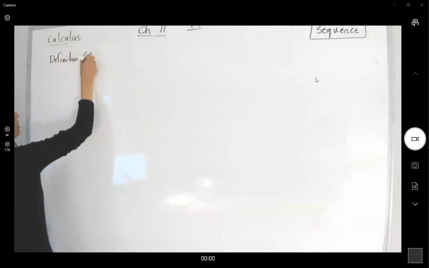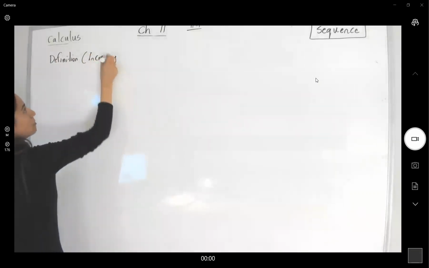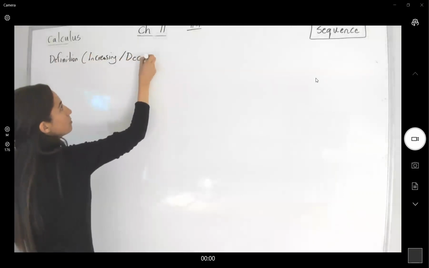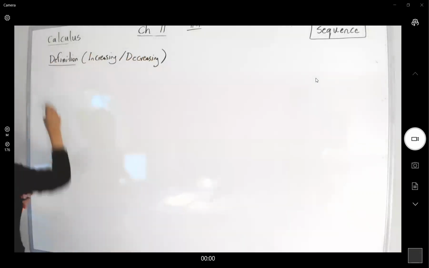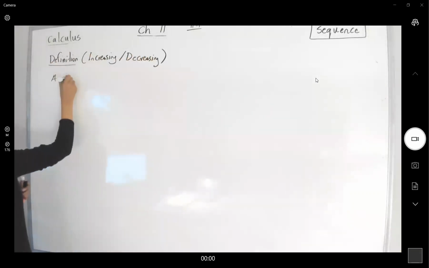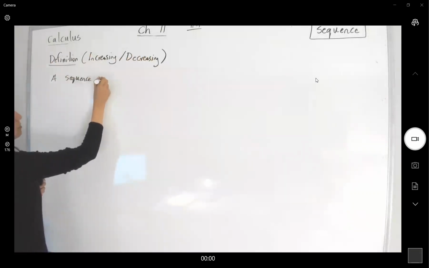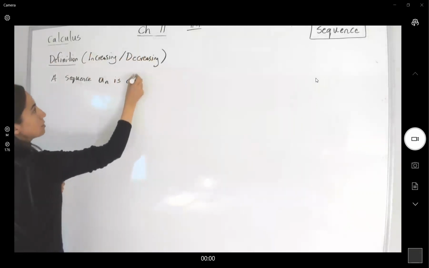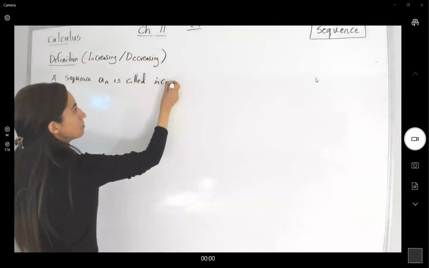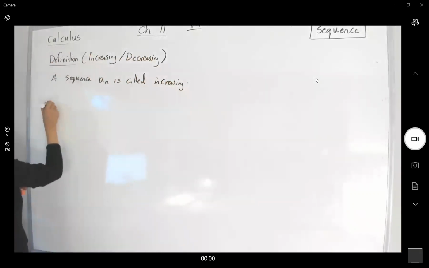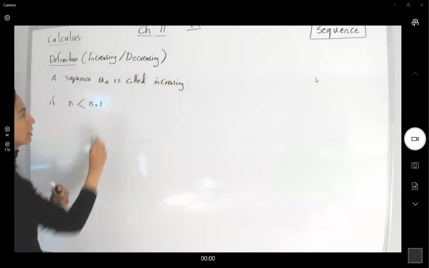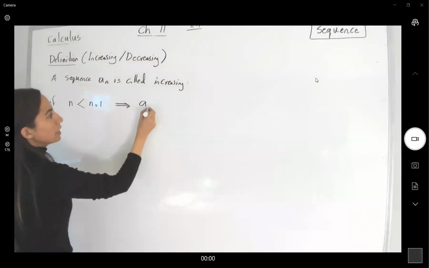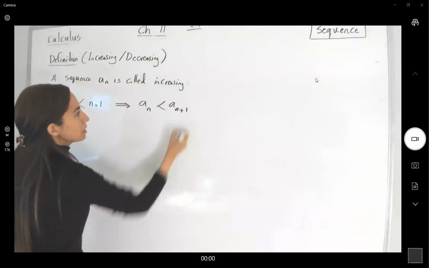Definition of increasing, decreasing sequence. So a sequence like a sub n is called increasing if n is less than n plus 1, then we can conclude that a sub n is less than a sub n plus 1.